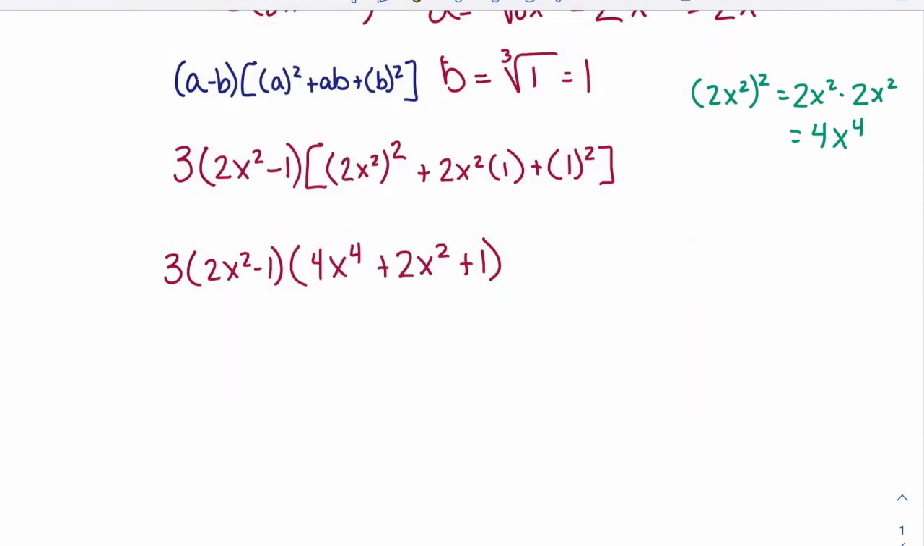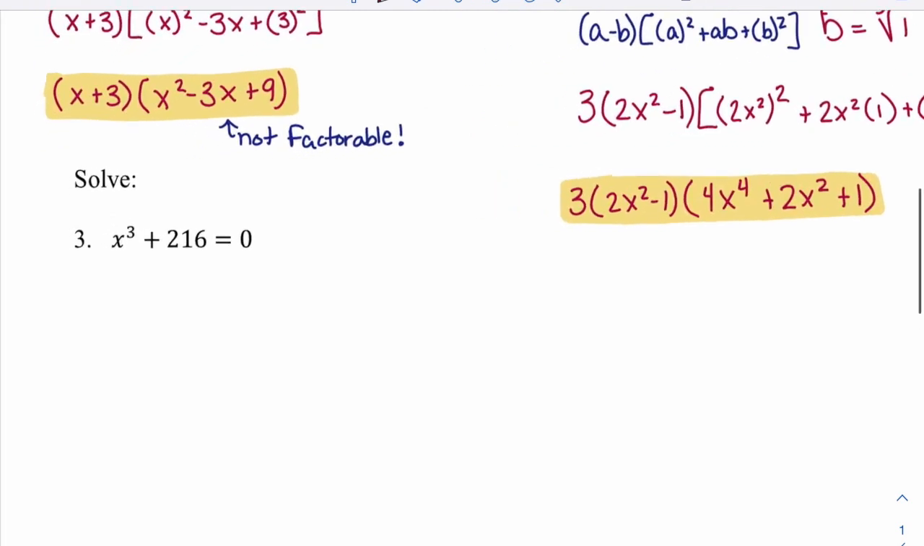None of these factors can be factored any further. I don't have difference of squares. I don't have a factorable trinomial. So this is my final answer. Notice how my GCF is still on the outside. I carried it through all steps of the way.